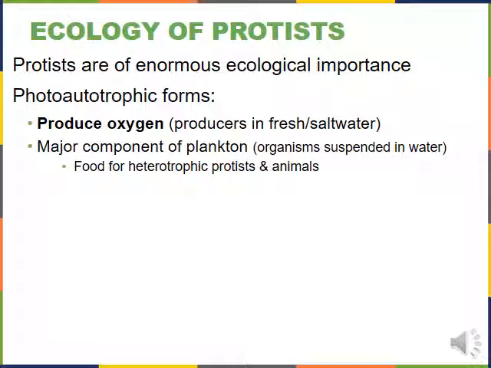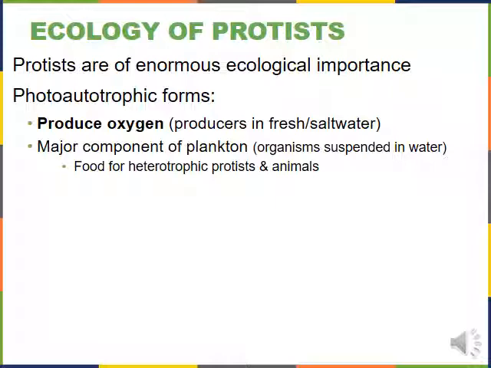Now, focusing a little bit on the ecology of protists, protists are of enormous ecological importance. Many of them include photoautotrophic forms that produce oxygen. So these are producers of oxygen in freshwater and saltwater. Many of you probably have learned or heard that plants are important because through photosynthesis they produce oxygen. But actually, diatoms and dinoflagellates in oceans contribute more to atmospheric oxygen over time, so kind of important, even more so than plants in many cases in terms of their ecological importance. So they do produce oxygen, many of them.